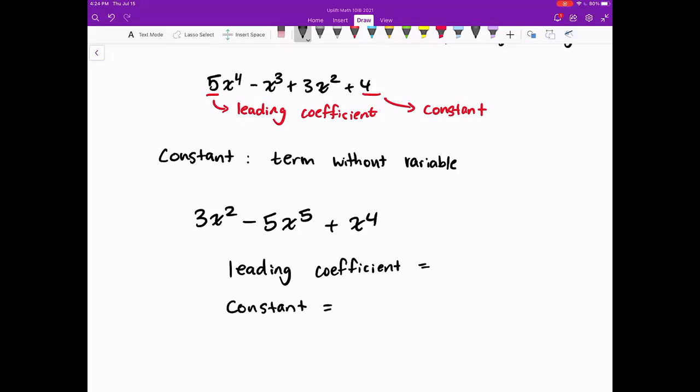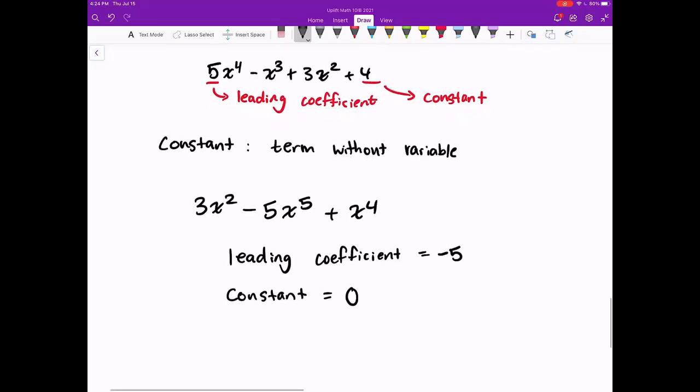Five is correct for the leading coefficient. Well, it's almost correct because in this case, that term has a negative sign in front. So the leading coefficient will be -5. And for the constant, even though it doesn't say so, we can always assume that if there is no constant shown, it's 0 because adding 0 does nothing.